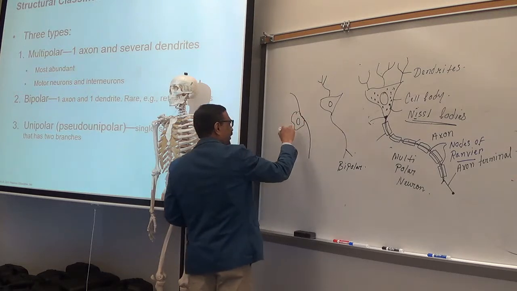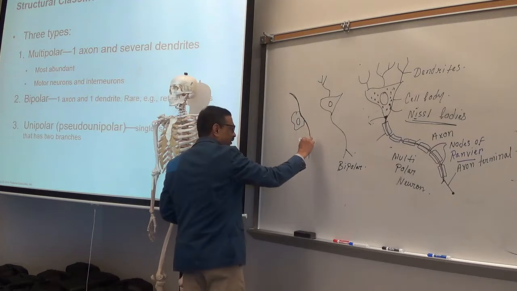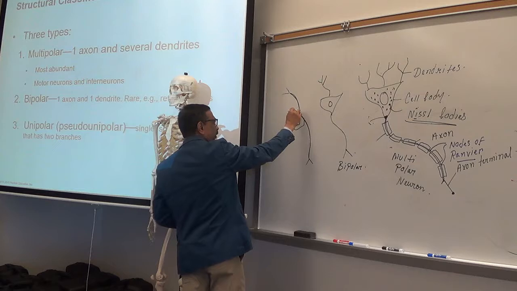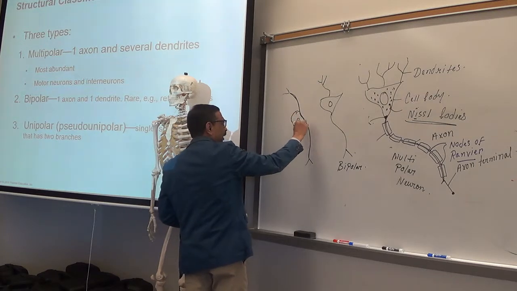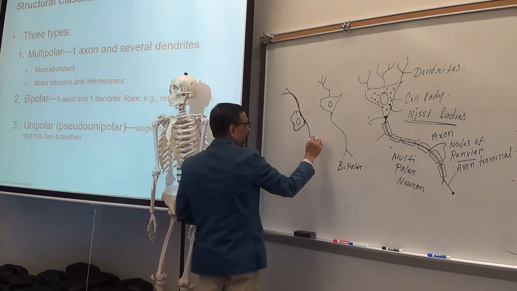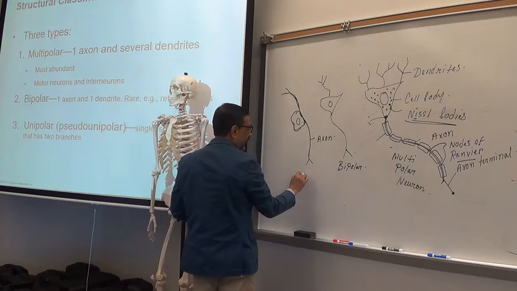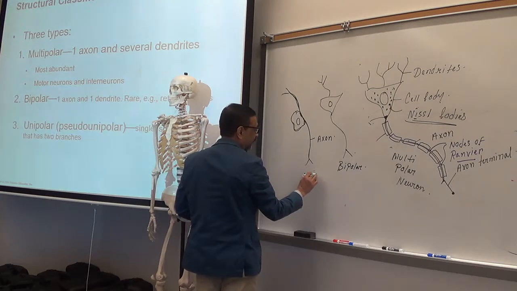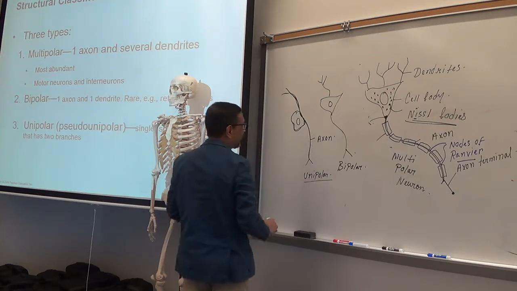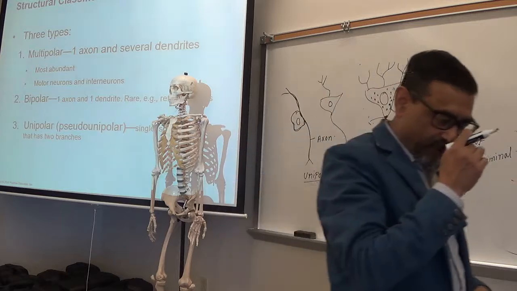And there is another type of neuron where there is no dendrite, only one axon. So this is the cell body, and this is actually a single axon. It has both ends like this. So the cell body is attached to the axon this way. Okay? So only one axon, no dendrite. That's why it is called unipolar. Also called pseudo-unipolar. So those are three types of neurons.